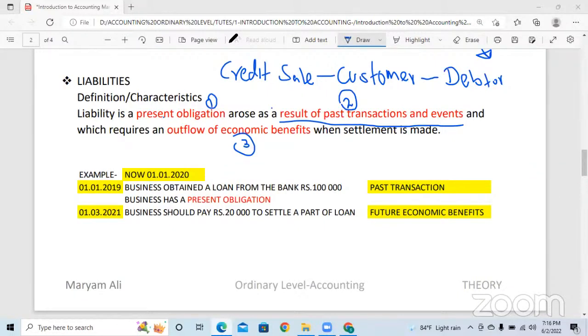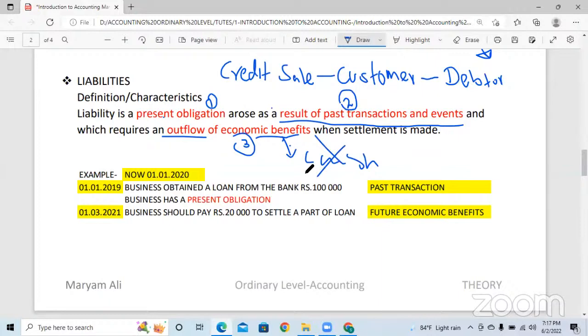Tell me, when they say outflow of economic benefits, are they only talking about cash going outside, or is it not only cash? Economic benefits does not mean only cash. It can be anything. For example, the bank tells you, you don't need to pay me cash, give me something else. If the bank is okay with it, you can give anything. Some students misunderstand and think economic benefits means cash. That's wrong. Not only cash.